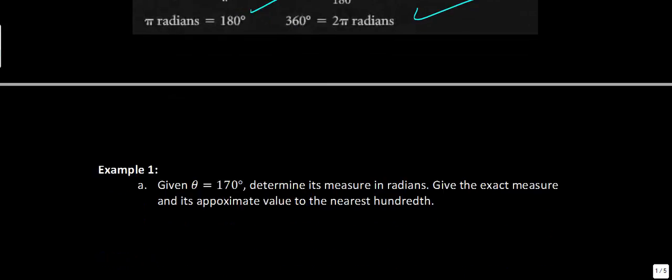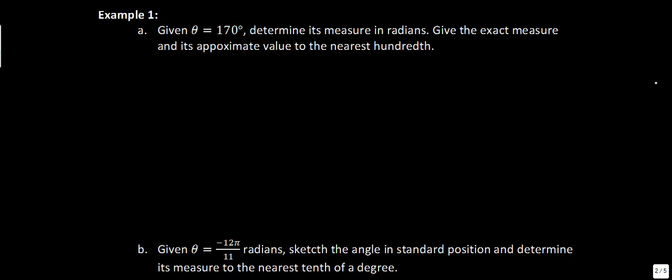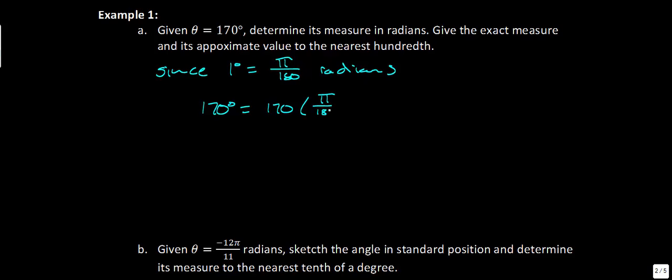Okay, so let's take a look at a couple of examples where we can play around with this new world of radians. The example says: given theta is equal to 170 degrees, determine its measure in radians, and give the exact measure and its approximate value to the nearest hundredth. Let's first start out by saying that since 1 degree is equal to pi over 180 radians, which was one of the rules on the other side, we can extend that. We know that 170 degrees must be equal to 170 times that. So I'm going to go 170 times pi over 180, like so.